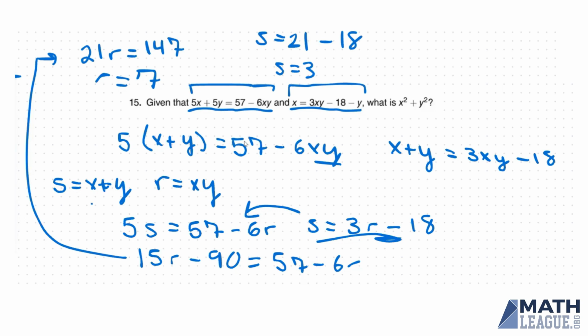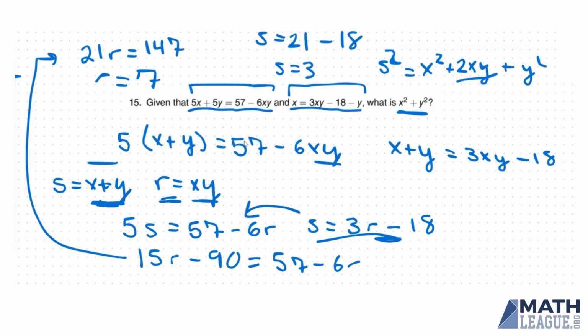We need to get back into terms of x and y. One thing we know is that if we take (x plus y) squared, or in other words s squared, we have to expand this binomial when we square it. So it's going to look like x squared plus 2xy plus y squared. We're trying to find x squared plus y squared, and we know that 2xy is just going to be 2r. So if we subtract 2r from this equation, we end up getting x squared plus y squared.